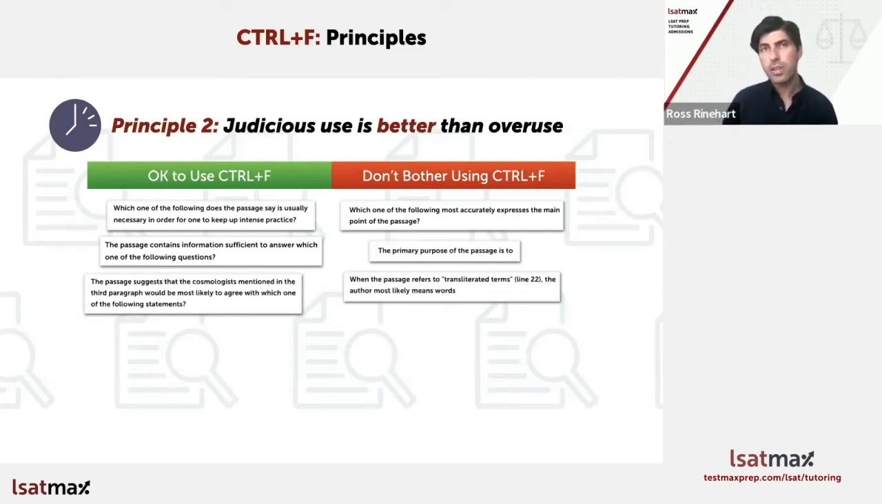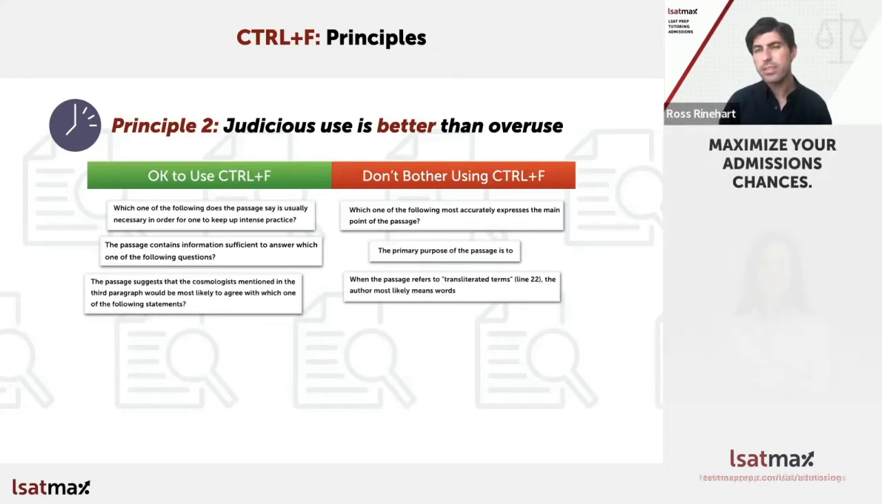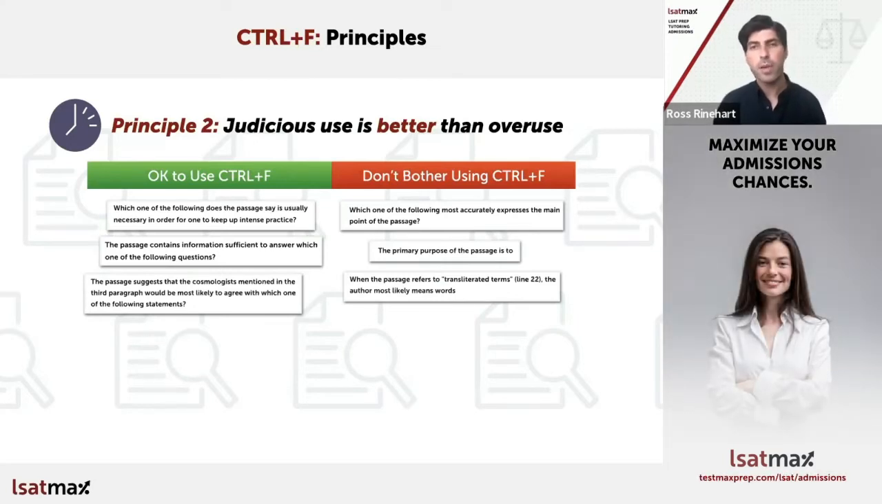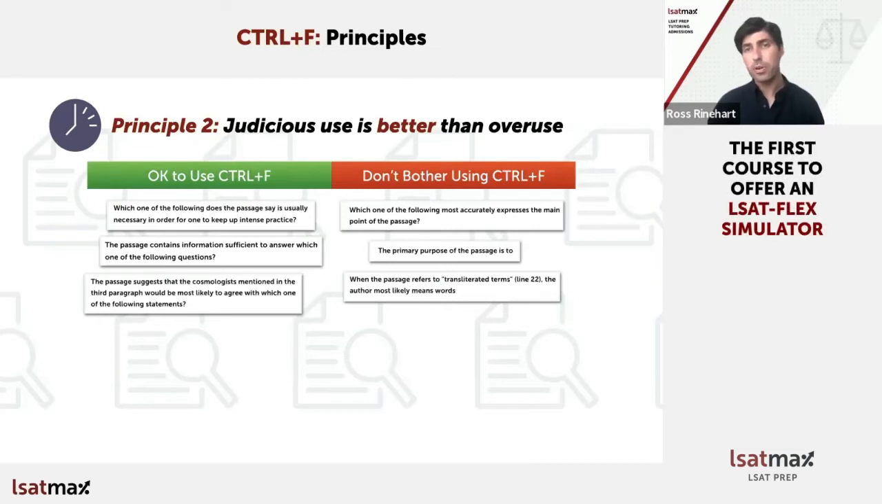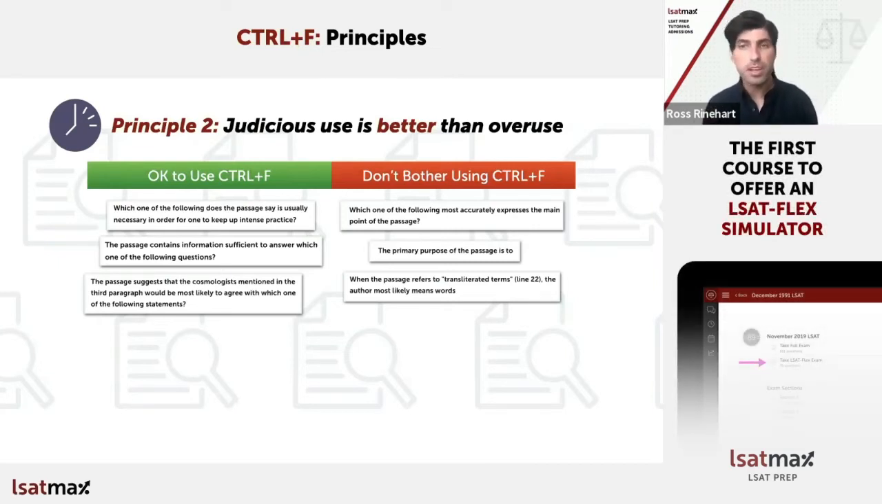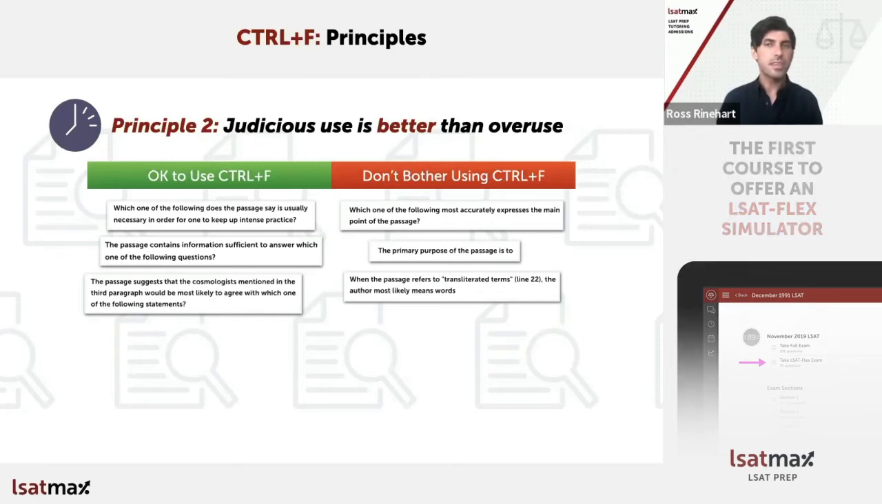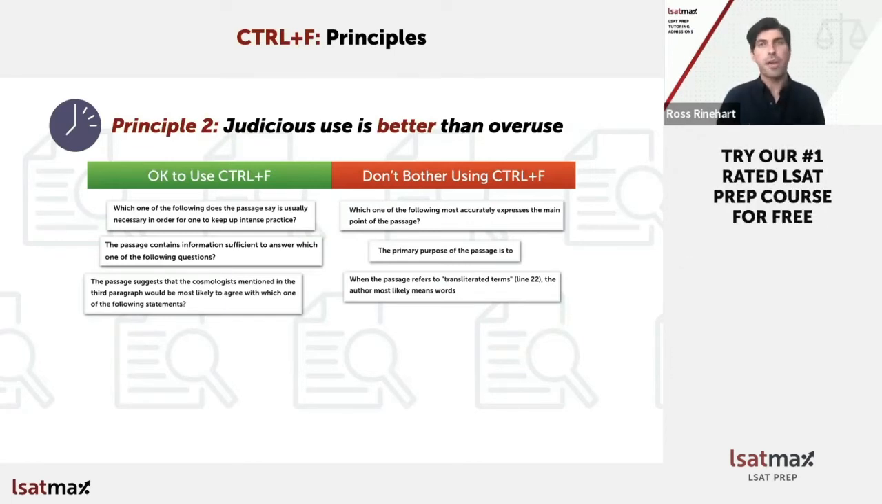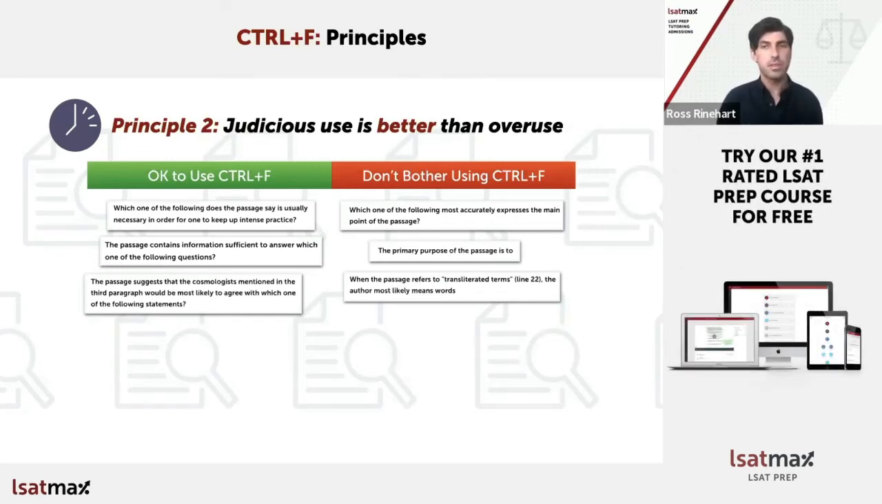There is one question that Ctrl+F doesn't really lend itself to in this minor point family. That question is: when the passage refers to transliterated terms, line 22, the author most likely means words, blah, blah, blah. Now, you don't really need Ctrl+F on these questions because, as you can see, the question tells you where that phrase appears in the passage. So there's no point in using Ctrl+F to find it in the passage. That's not going to help you.